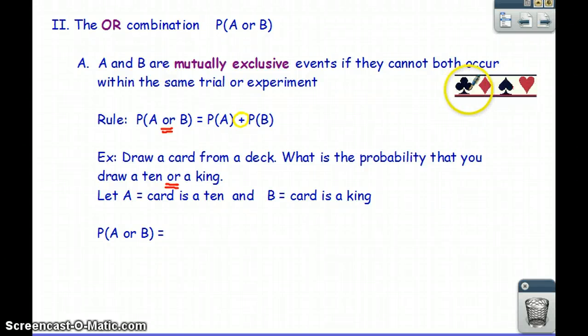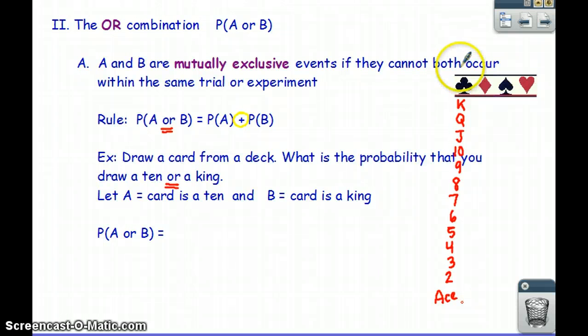Okay, let's review what a deck of cards looks like. So we have 4 suits: clubs, diamonds, spades, and hearts. And in each suit, there are 13 cards. There are the 3 face cards, a king, a queen, and a jack. Those are the face cards because they have faces on them. And then we have the numbers 10 down through 2. And then we have the ace, which is like a 1. And we have that for every suit. So there's 13 clubs, 13 diamonds, 13 spades, and 13 hearts.